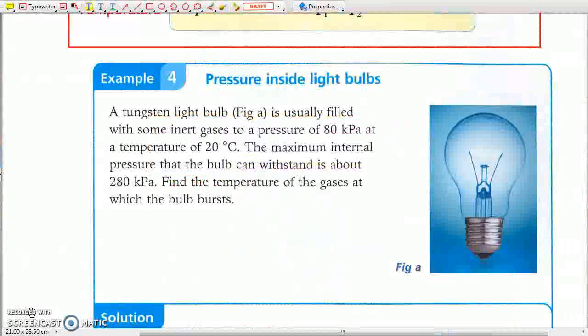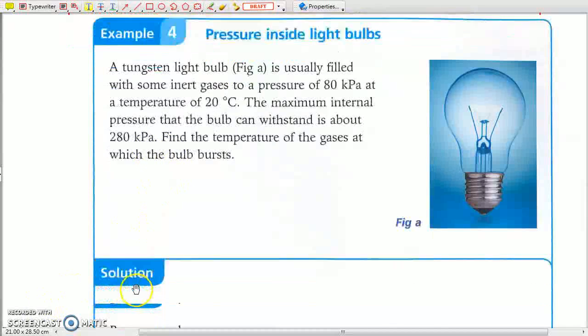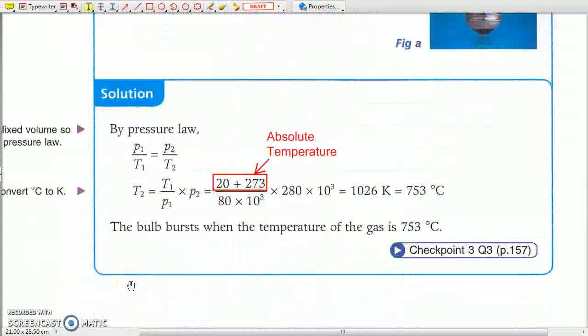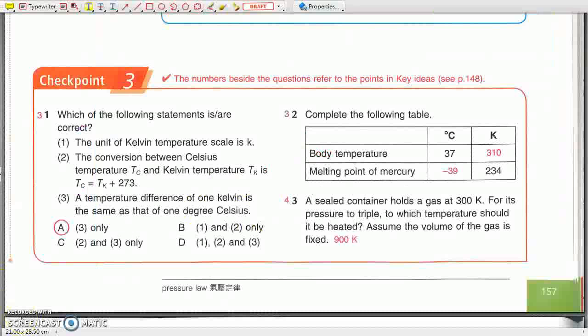Example 4. Pressure inside light bulbs. The initial temperature, pressure, as well as the final pressure are all given. Always remember to convert all temperatures to absolute temperatures. Then we may apply the formula above to find the final temperature required. Do check point 3 below.